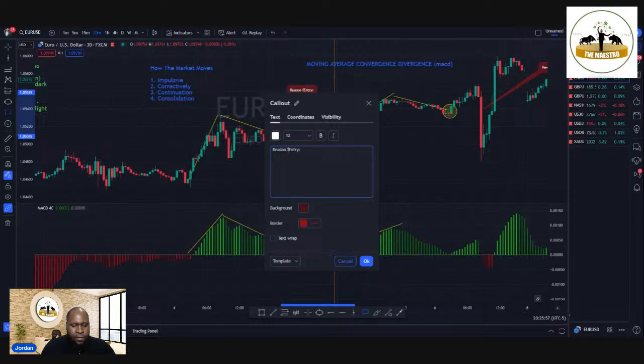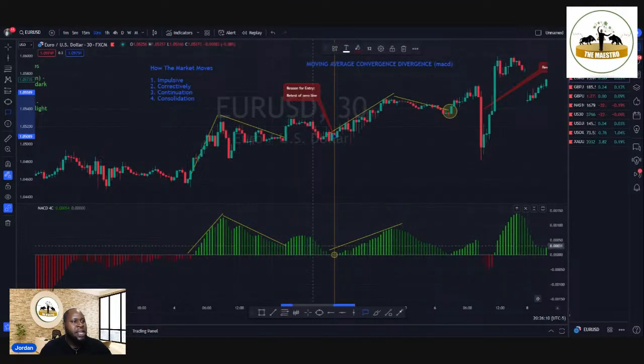Reason for entry: retest of the zero line. Not only do we know that the histogram started to shade darker, but we also have a retest of the zero line. And again, what do we say the rule of thumb is?